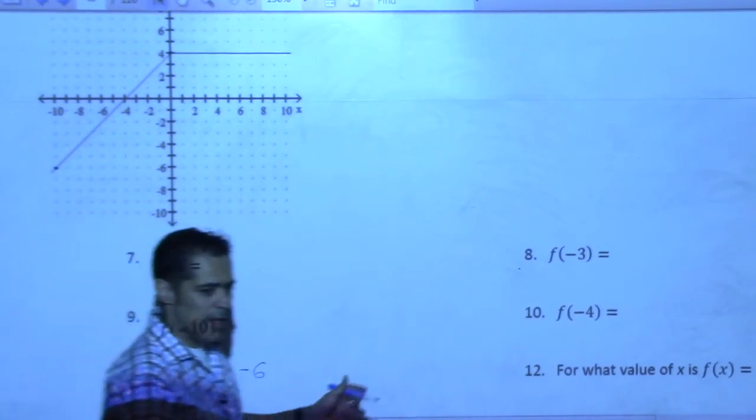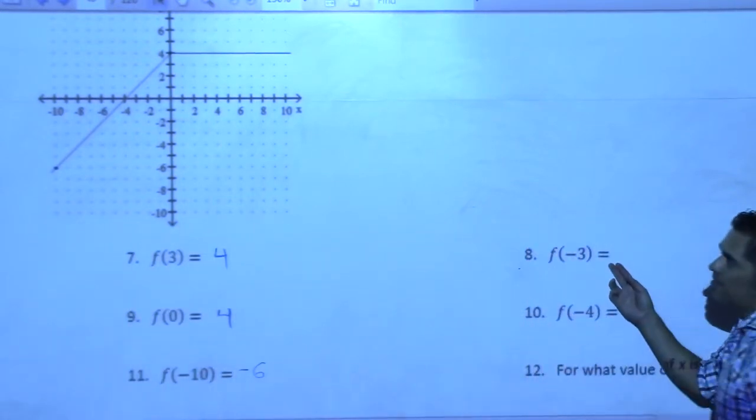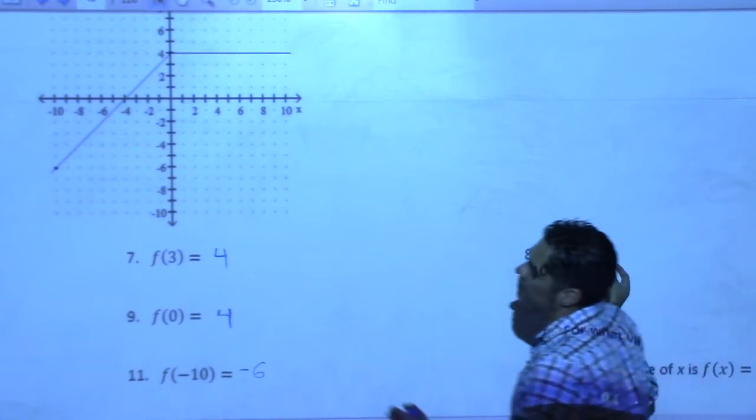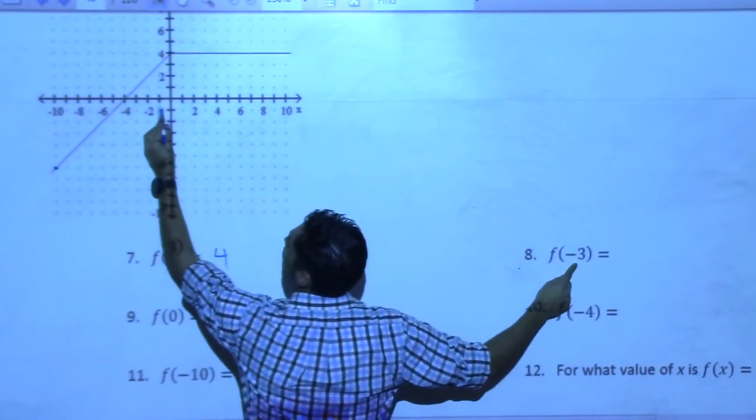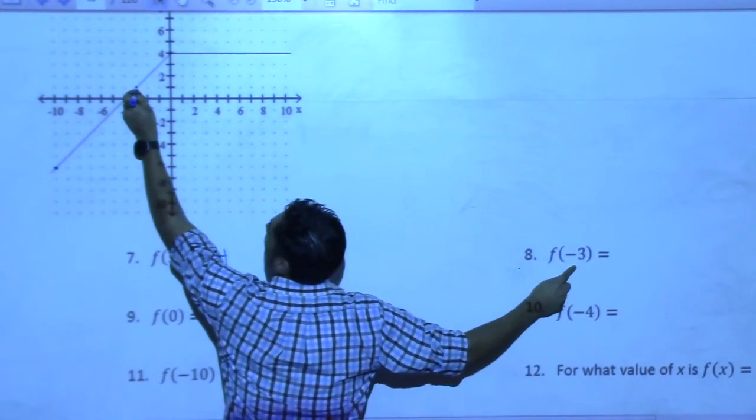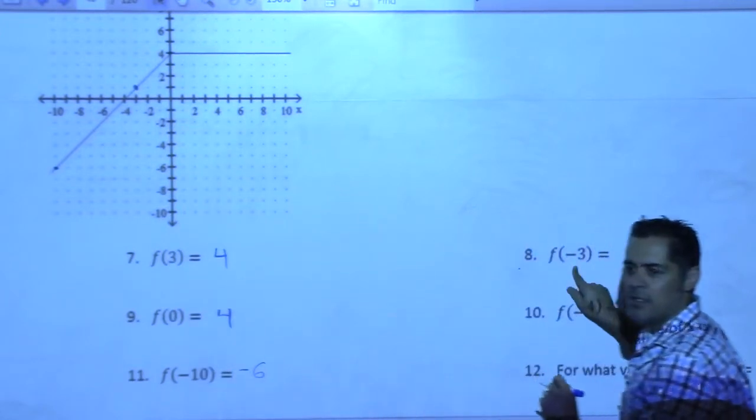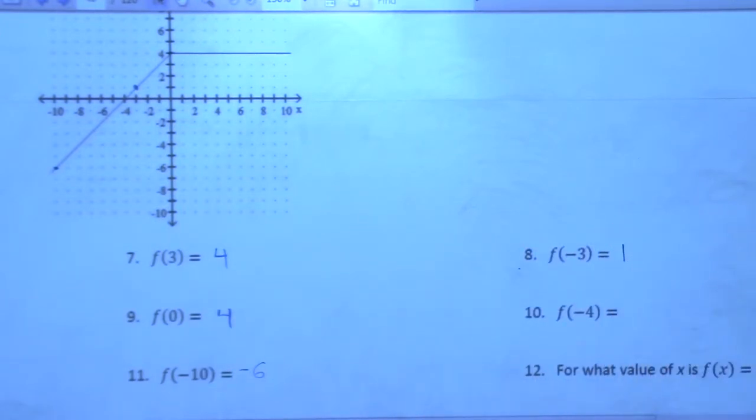What about this one? -3. +1. Let's see, so you went to -3 on the x-axis, 1, 2, 3, and you went, yeah, it looks like +1. Everyone agree? +1? Okay. -4, where are we at? Go ahead, what do you got? -4.